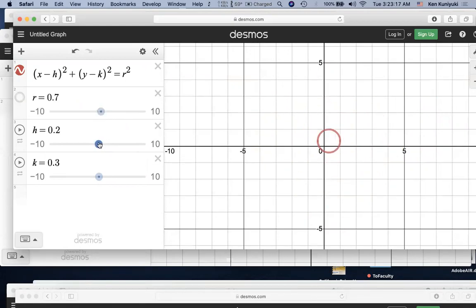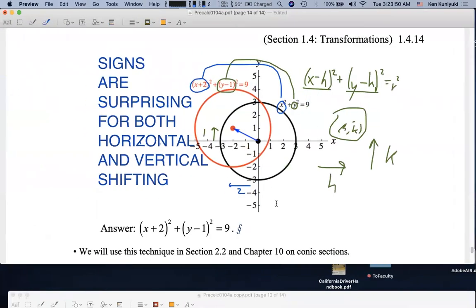So together, by sliding around h and k and r, you can get all possible circles in the xy plane, by getting various values for r, h, and k. r should be positive. But every circle in the xy plane will correspond to some values of r, h, and k. Keep on sliding, keep on growing and shrinking. All possible circles in the xy plane. All right.